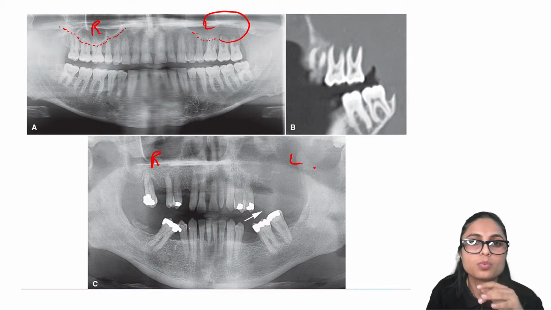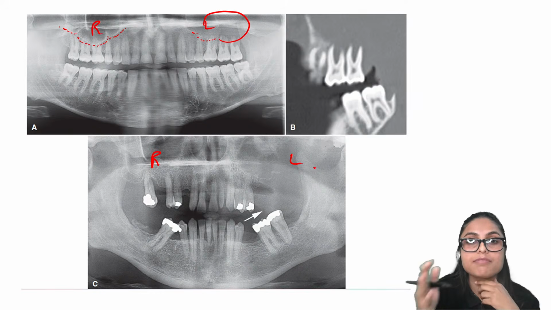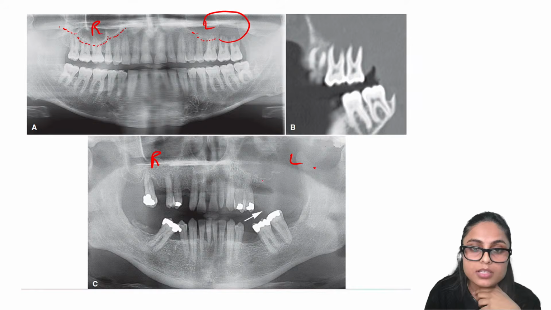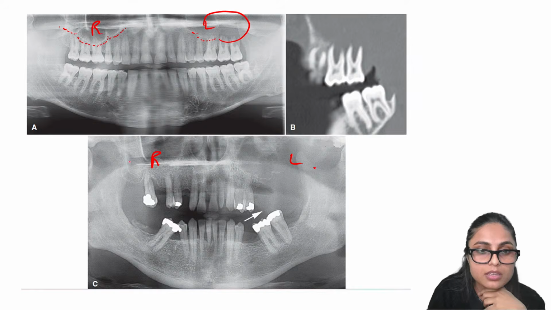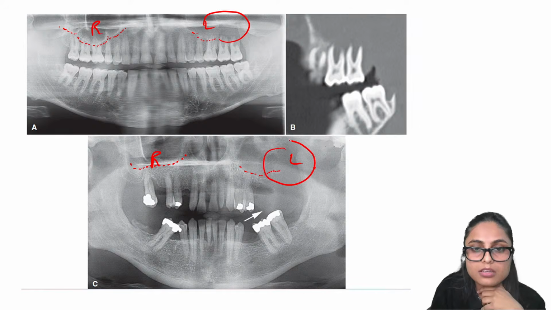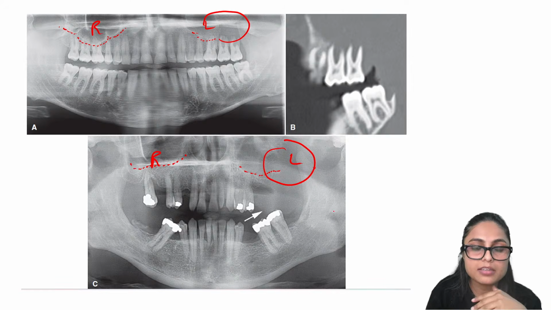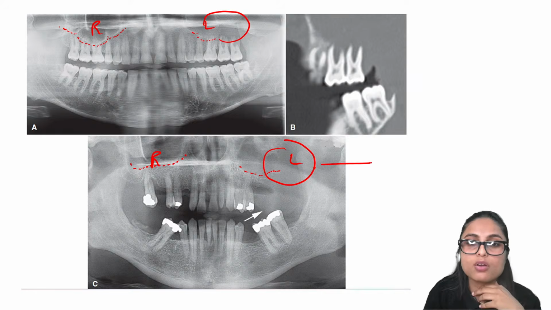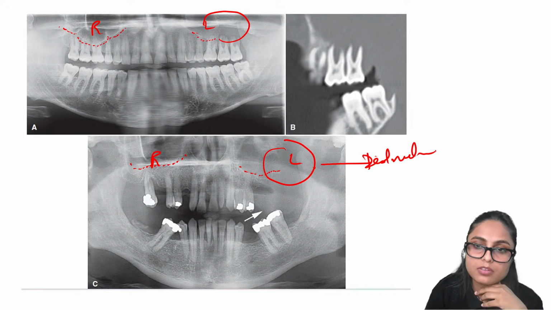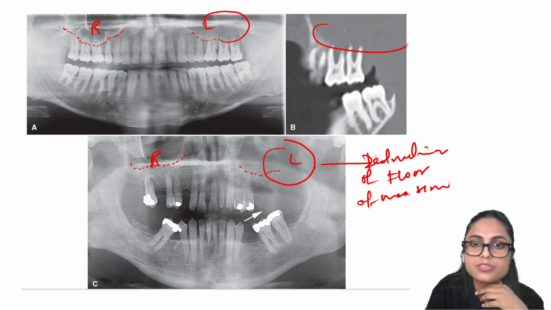What has happened over here on the left side? Here also, if you can see, the lining, the floor of the maxillary sinus, is seen clearly. Here there is a discontinuity in the alveolar process or the bony lining. Correct? This is due to destruction of the floor of the maxillary sinus. Here also there is destruction.